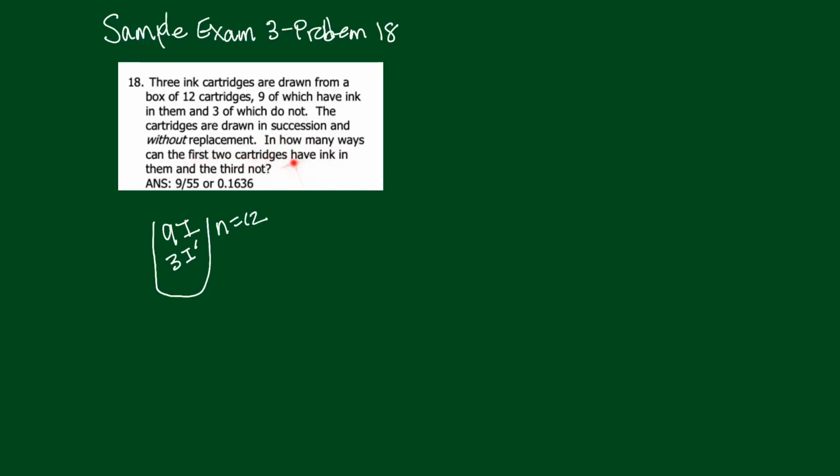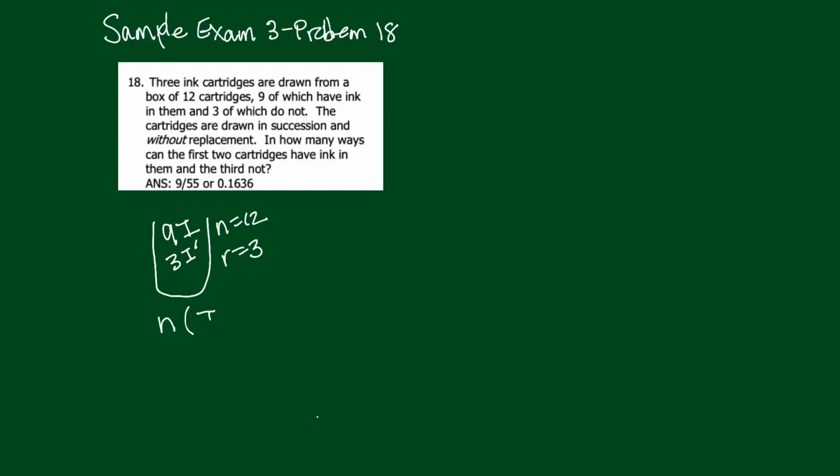How many ways can the first two, so we're going to choose 3 cartridges, right? 3 ink cartridges are to be drawn. So we're going to choose 3. So R is equal to 3 here, and what we want is this. What is the number of ways that we can get the first 2 having ink and the third one not?